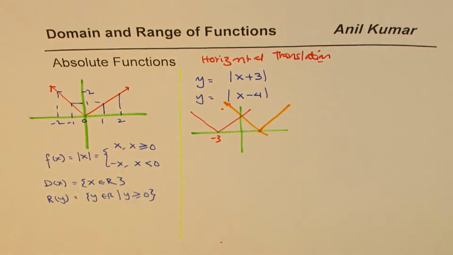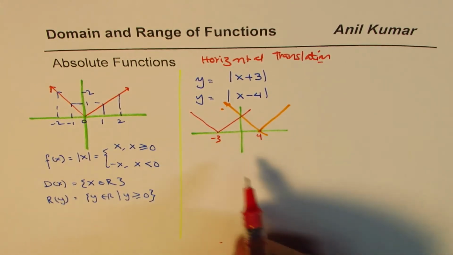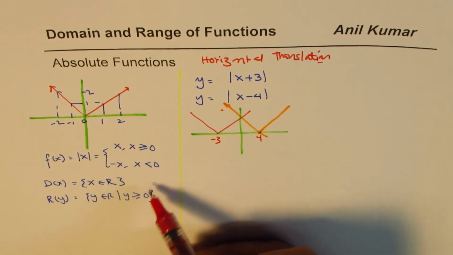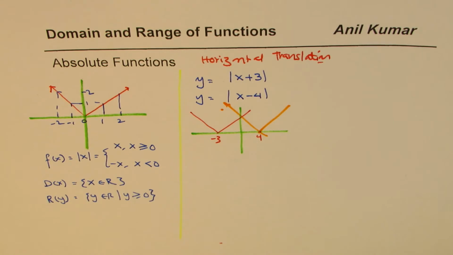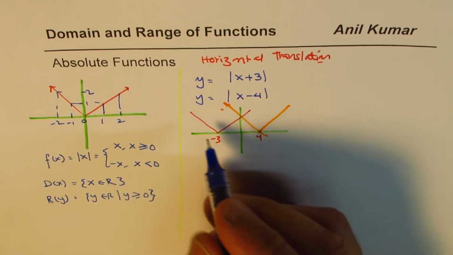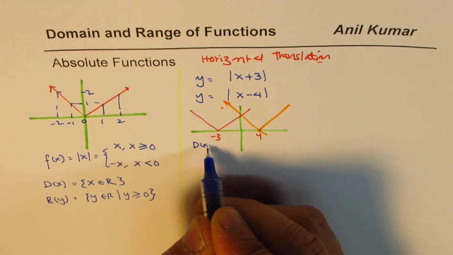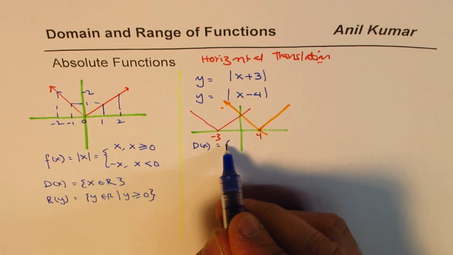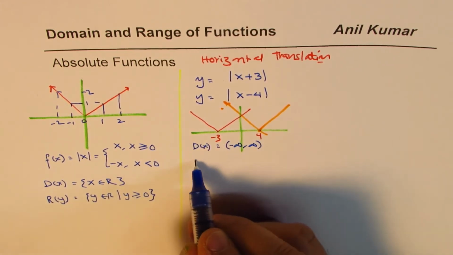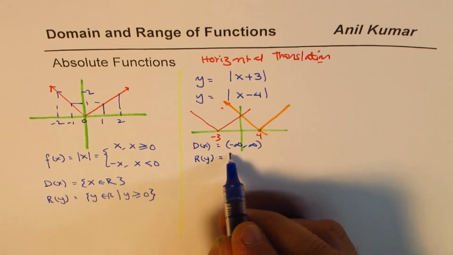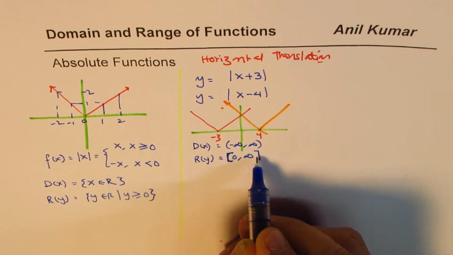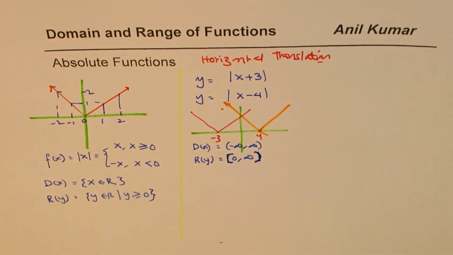The function is not to scale anyway. Take this as 4. But in this case also, what you really see is that the domain and range remain the same. So if there is only horizontal translation, domain and range are the same. Domain is all real numbers, so we can say it is always minus infinity to plus infinity. As far as the range is concerned, it includes 0, so it is 0 to infinity. Infinity can never be included.